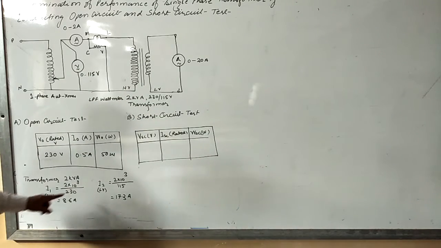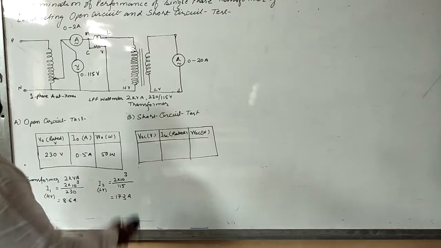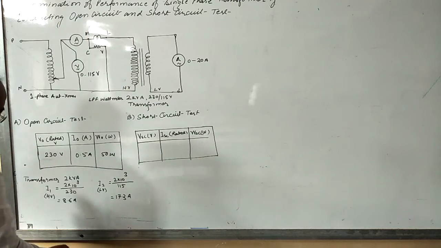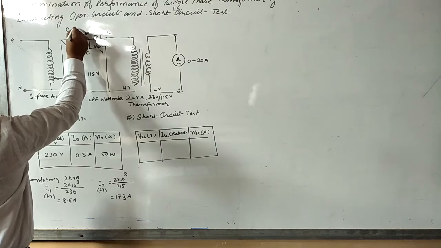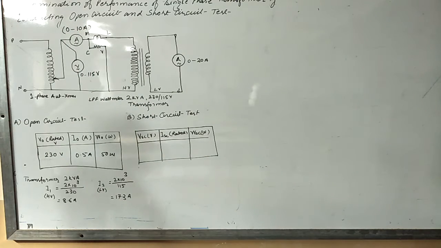Now what would be the change? Here the current will be rated. In the short circuit test the current will be rated. So you have to replace this ammeter by one suited to the rated current. What would the rated current be? It is 8.6, so we should replace it by a 0 to 10 ampere ammeter. Okay, so these are the changes in the circuit diagram to conduct the short circuit test.